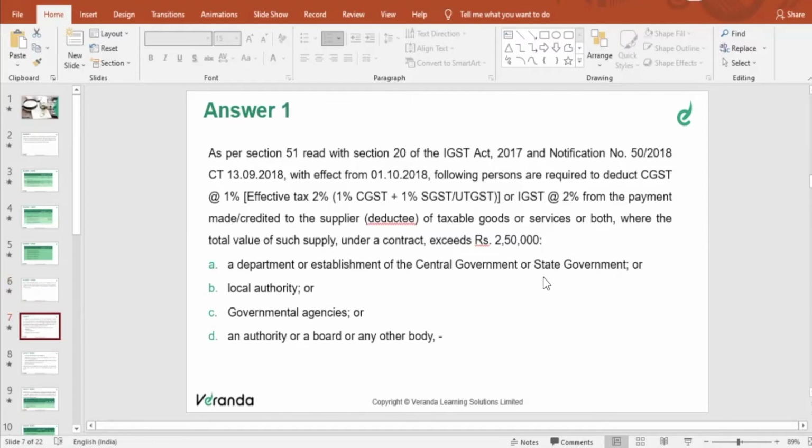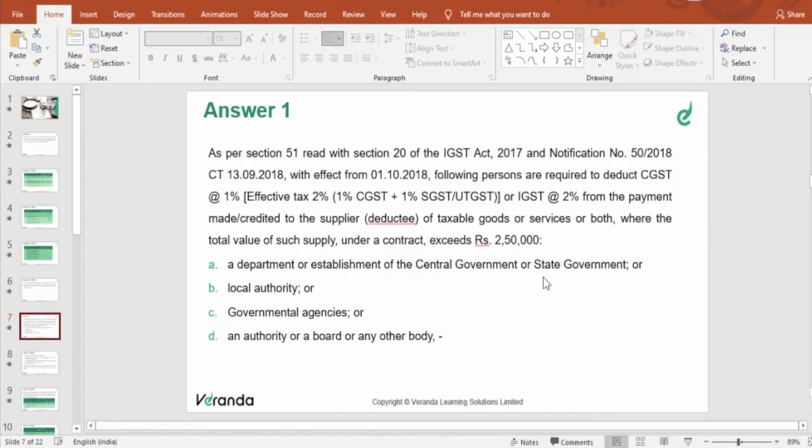As per section 51, read with section 20 of the IGST Act 2017, and notification number 50/2018 with effect from 1st of October 2018, the following persons are required to deduct CGST at 1% at an effective rate of 2%, or IGST at 2%, from the payment made or credited to the supplier of taxable goods or services or both.